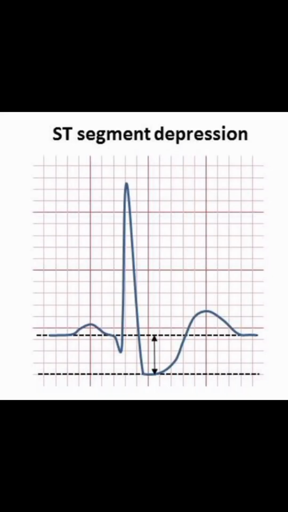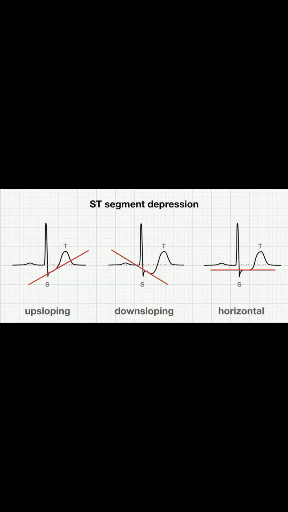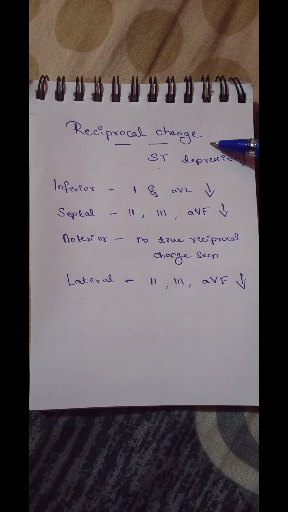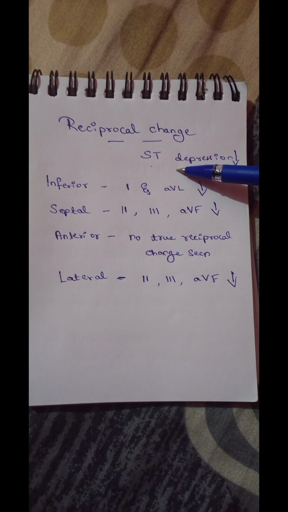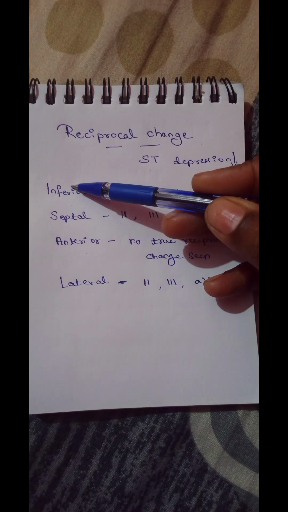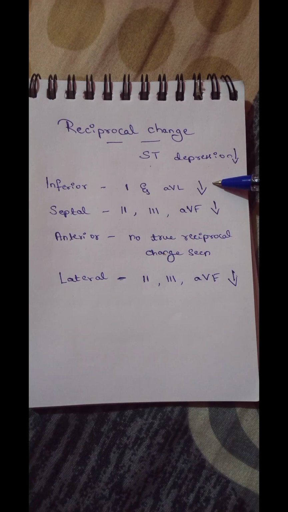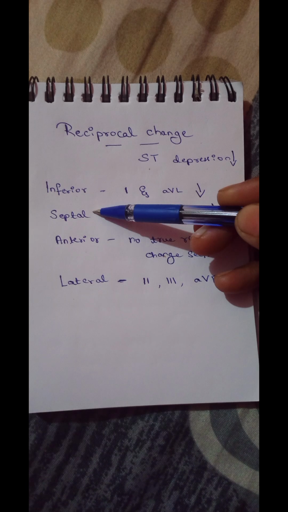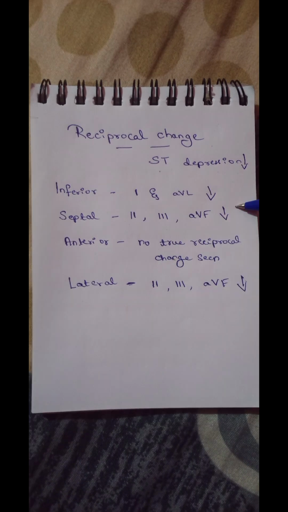Along with this, you need to focus on ST depression, which is called reciprocal changes in the ECG, which will confirm the immediate heart attack or acute heart attack. So the reciprocal changes are seen as below. If it is inferior wall MI, the ST depression will be in 1 and AVL. And in case of septal wall MI, the ST depression will be in the anterior lead, that is 2, 3 and AVF.